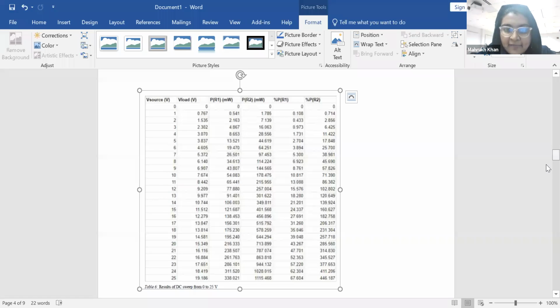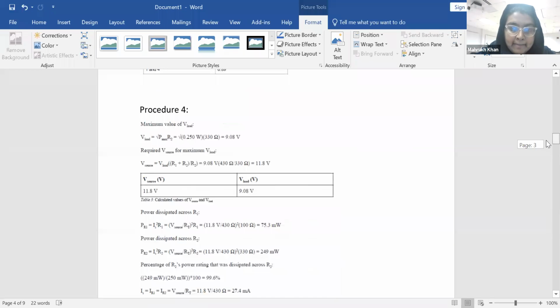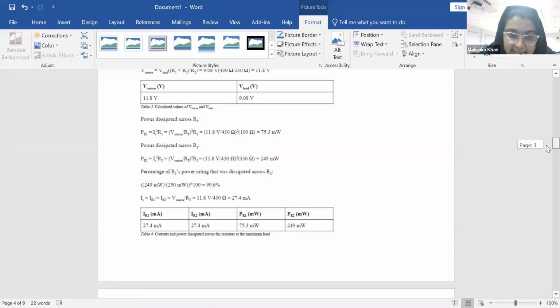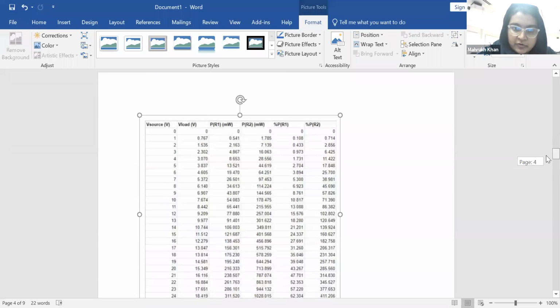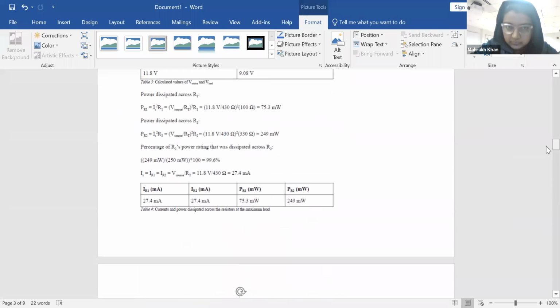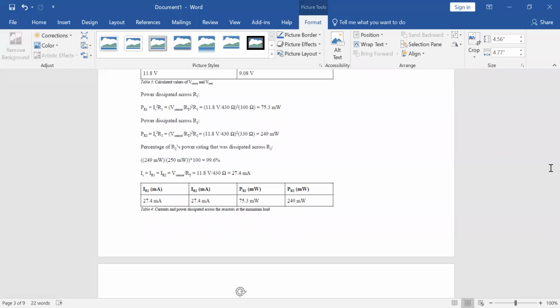You have to understand why we are introducing the power rating table. Okay, is it clear? Yes, it's clear. Okay.